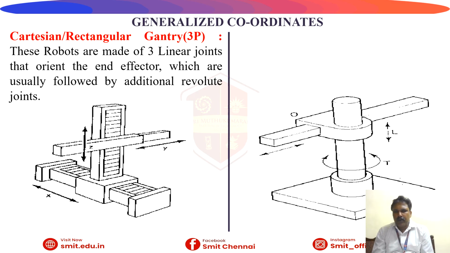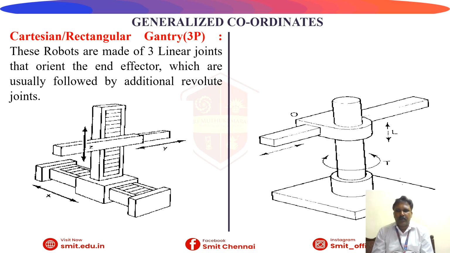Before going into the topic, I want to explain the joint notations. P stands for prismatic. A prismatic motion is nothing but a linear motion: the particle moves under rectilinear motion. Then R is revolute. Whenever there is a revolution, we call it a revolute joint.